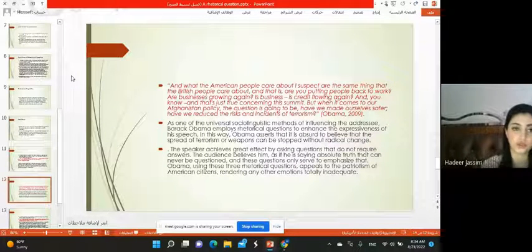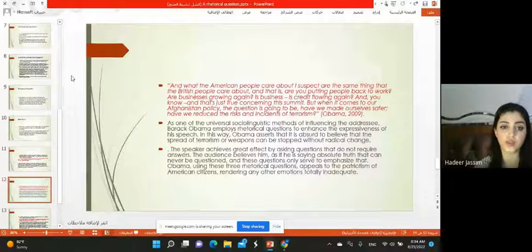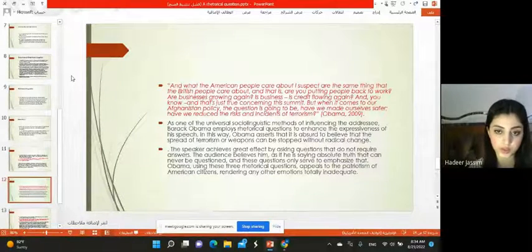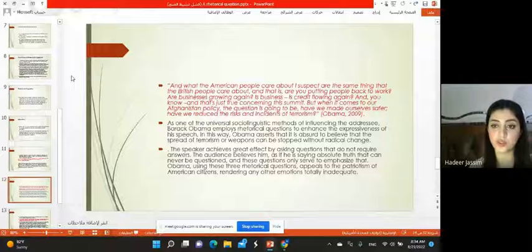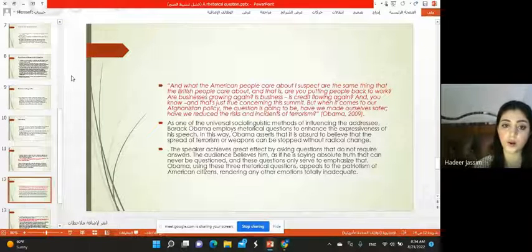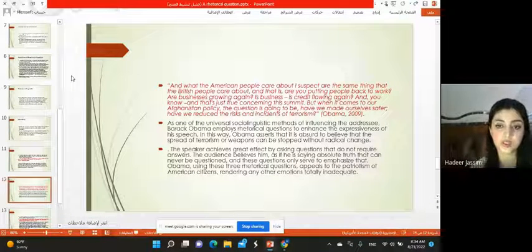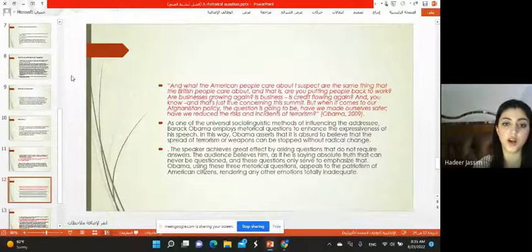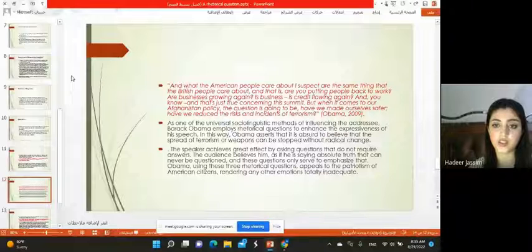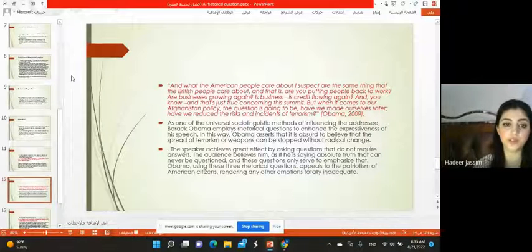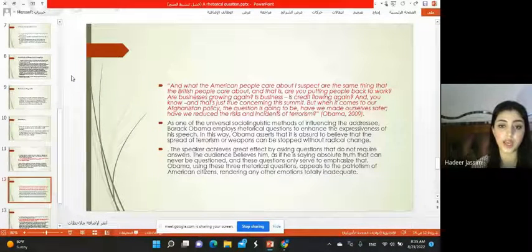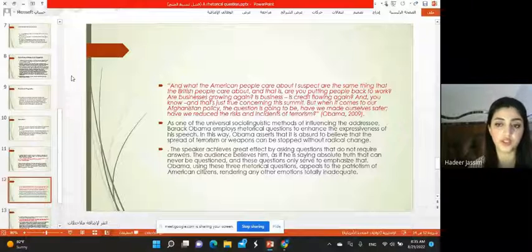It's rich in rhetorical questions. As one of the universal socio-linguistic methods of influencing the addressee, Barack Obama employs rhetorical questions to enhance the expressiveness of his speech. In this way, Obama asserts that it is absurd to believe that the spread of terrorism or weapons can be stopped without radical change.